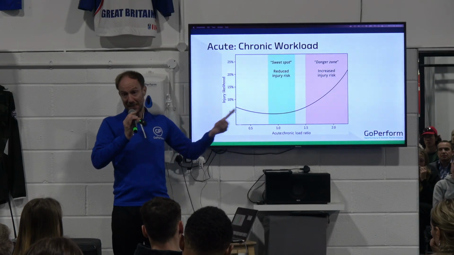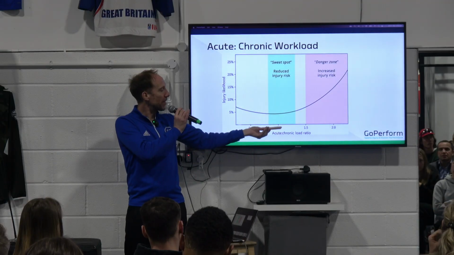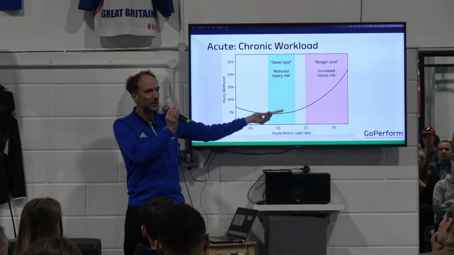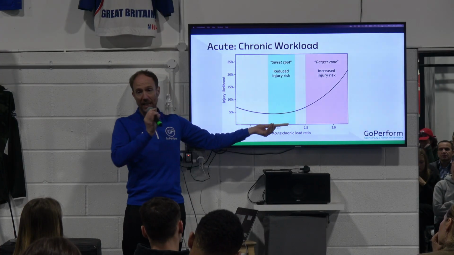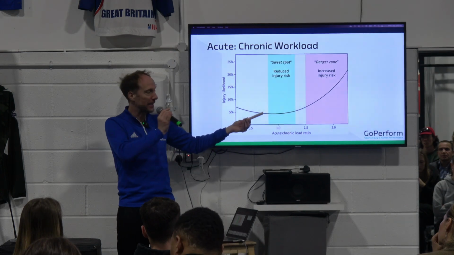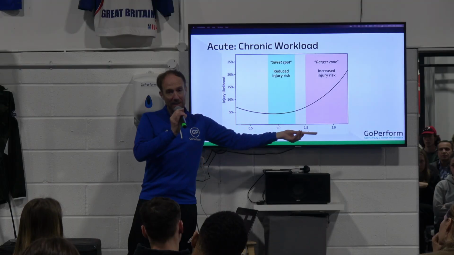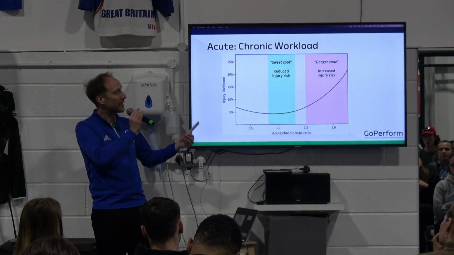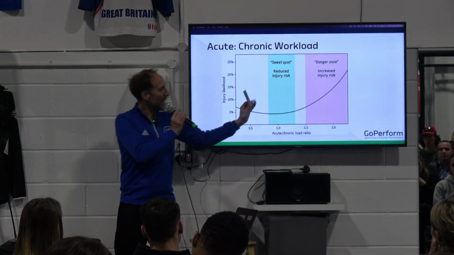What we ideally want is that change where we're just gradually increasing. So if we increase that ratio to 1.2, 1.3, 1.4, we're still in a relatively low risk zone, but we're going to start to get some positive adaptation. If we go high, 1.5 plus, then we're in danger of trying to do too much too soon, and that's when we expose the injury risk. So that's that side of the graph.